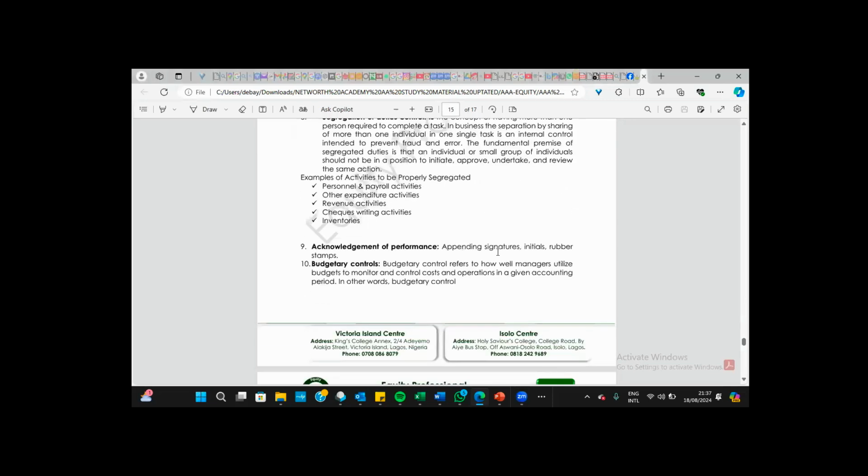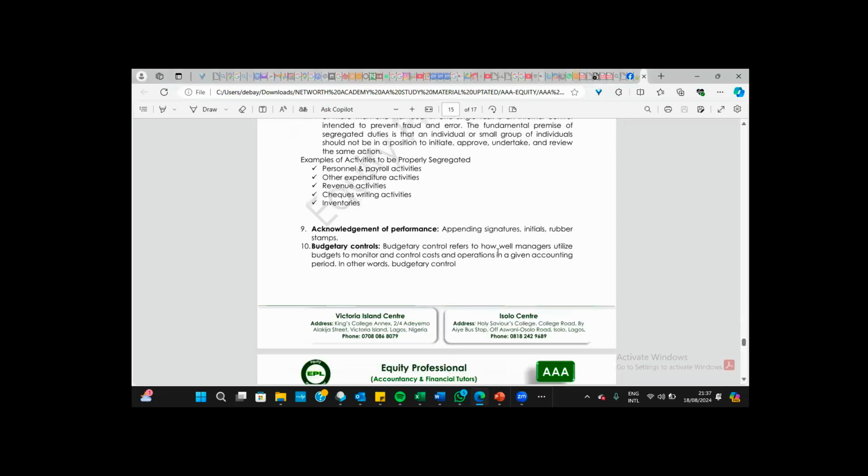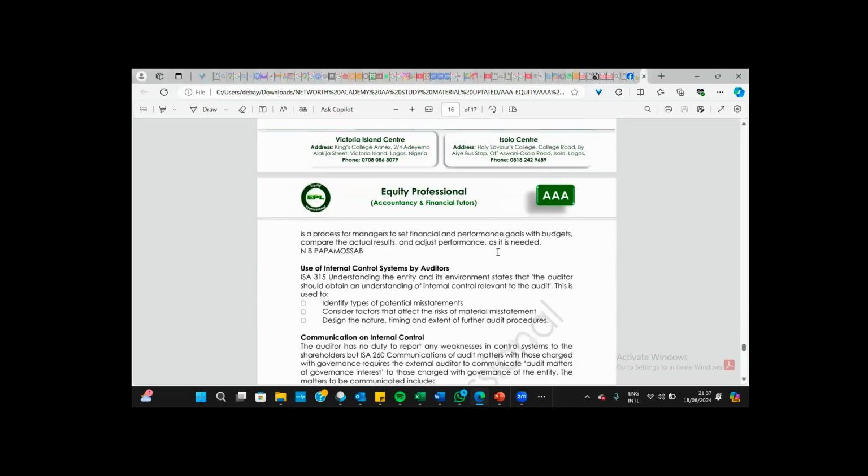We have looked at types of internal control system. I hope everybody is clear with that. Okay. Now, use of internal control system by auditors. When does the auditor use internal control? What is the importance of internal control with the auditors?